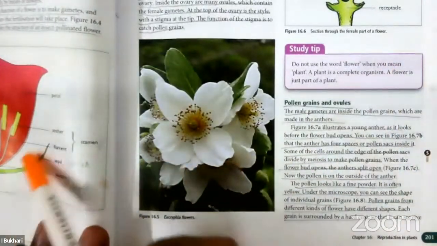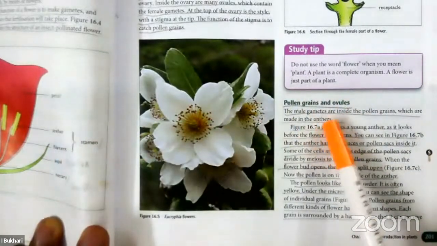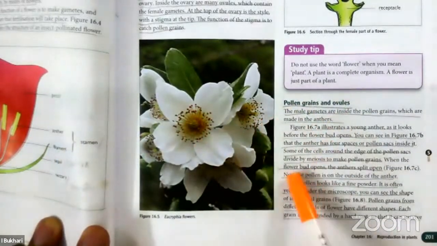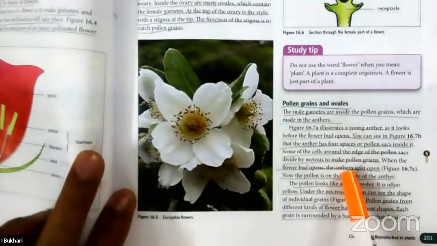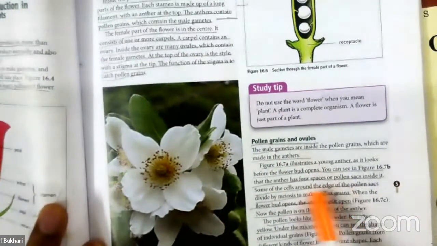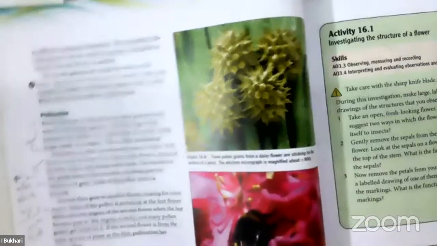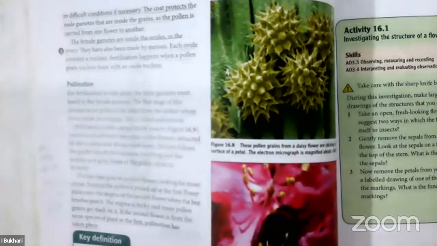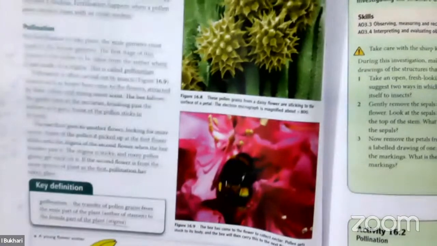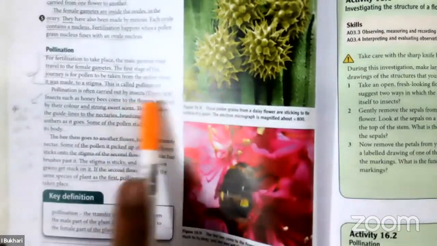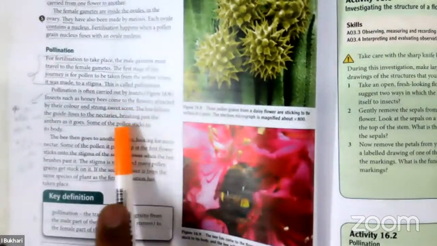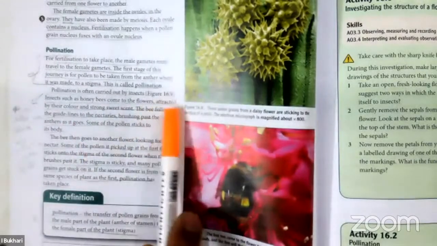Okay, and then they have described pollen grains and ovules. I think I've discussed the pollen grains. You can just go through it. It's nothing very complicated, it's extremely simple. And then they have mentioned pollination. What are the different processes of pollination? There are different types of pollination: by wind or by insects, or cross pollination or self pollination.